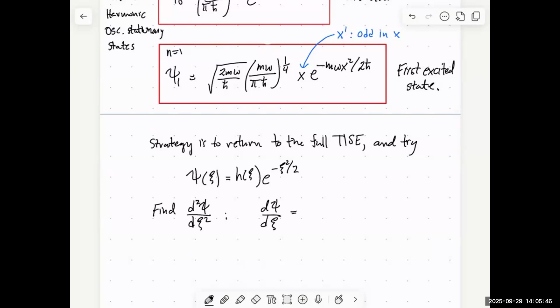We have to do product rule because we have two functions of z here. So the first thing we'll have is a dh dz, and then we have e to the minus z squared over 2. And then we're going to get h times the derivative of the exponential. The derivative of the exponential is going to return the exponential. So we'll have h times e to the minus z squared over 2.